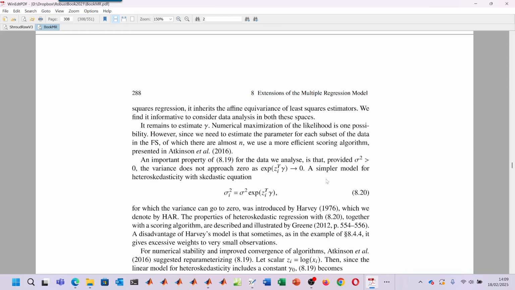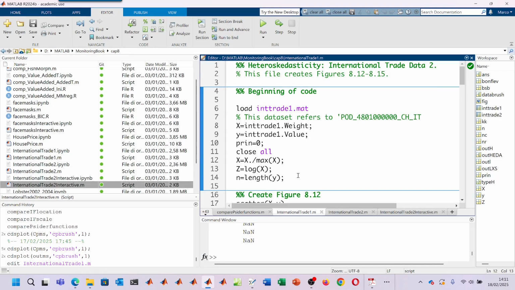A simpler model for heteroskedasticity, with a skedastic equation in which there is no value of 1, so sigma squared i is just sigma squared times an exponential, was introduced by Harvey. We denote this by HAR. We will compare these two methods in one of our examples. So the first example that we consider is a dataset which refers to imports from Switzerland to Italy, and this is the code.